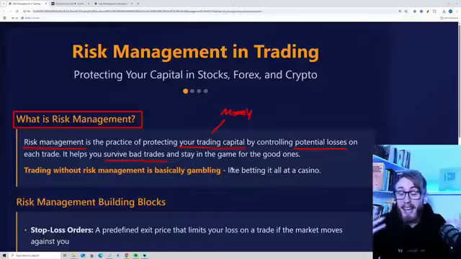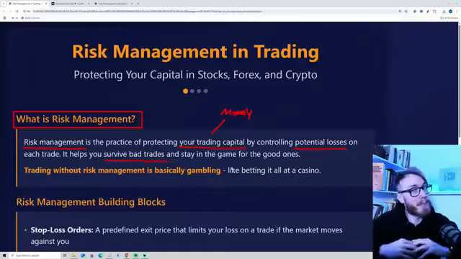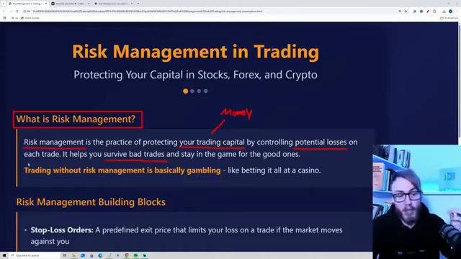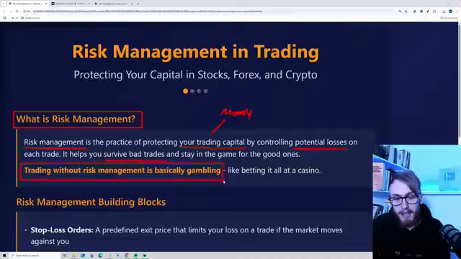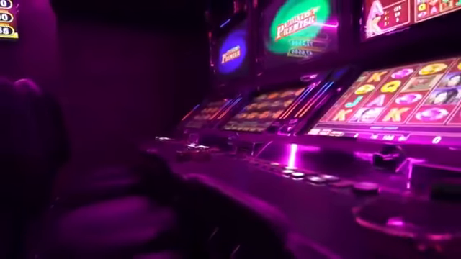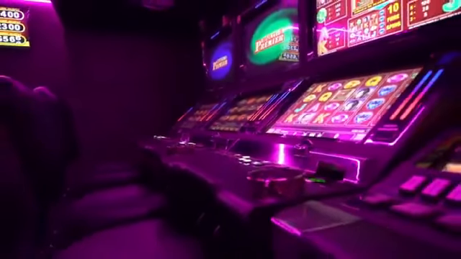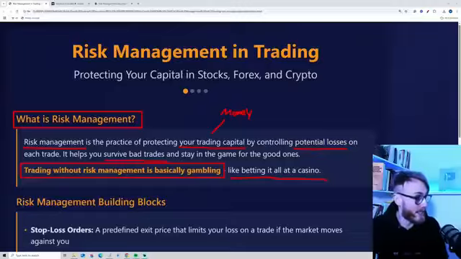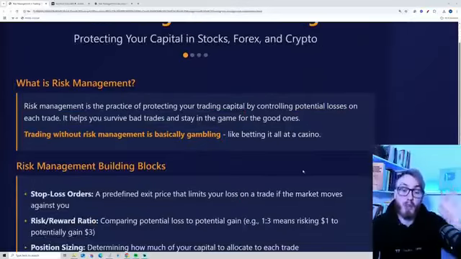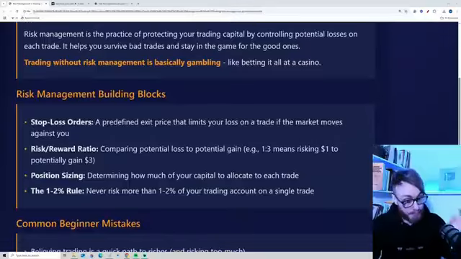I would say that a lack of risk management is by far the most common beginner mistake, so I already want you guys to have this in mind. If you trade without risk management, this is basically like gambling. This is basically like going to the casino, as you can see right here, like betting in the casino. So you need to learn risk management, so make sure to really pay attention throughout this whole video.